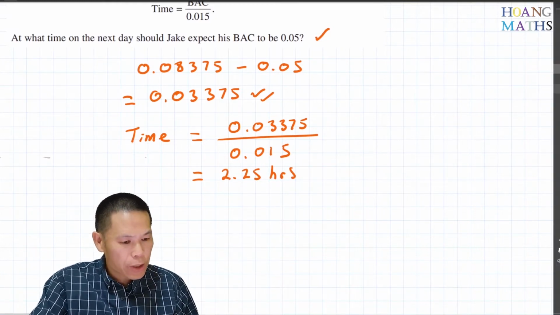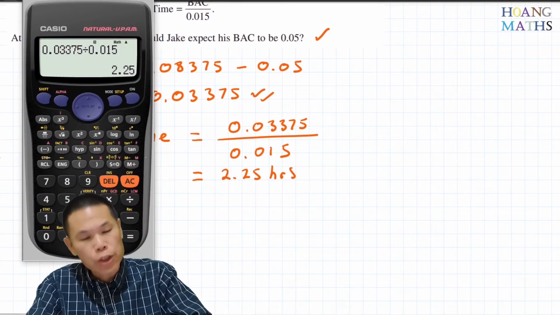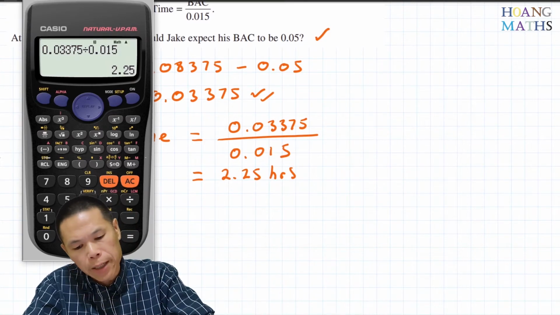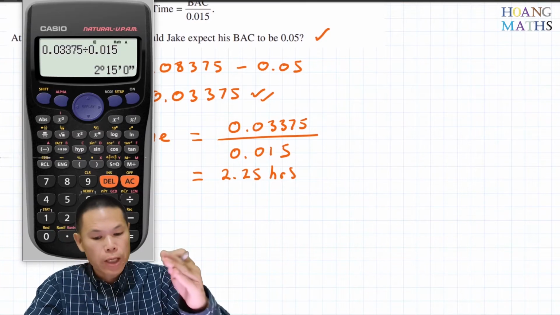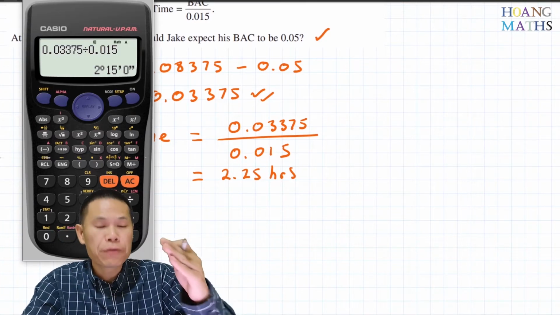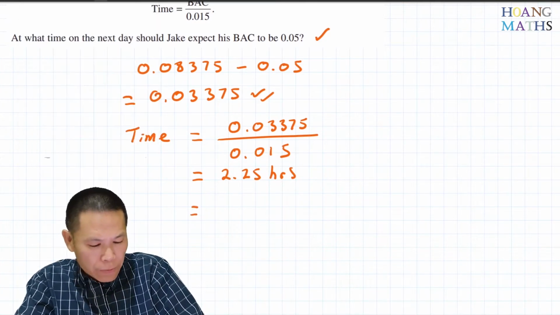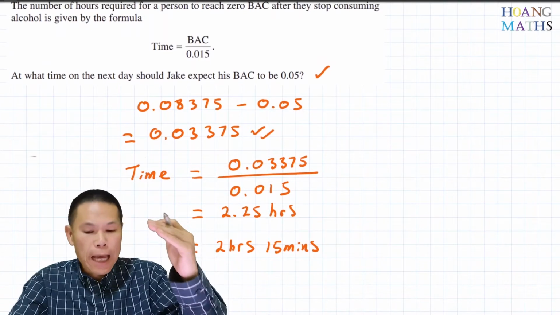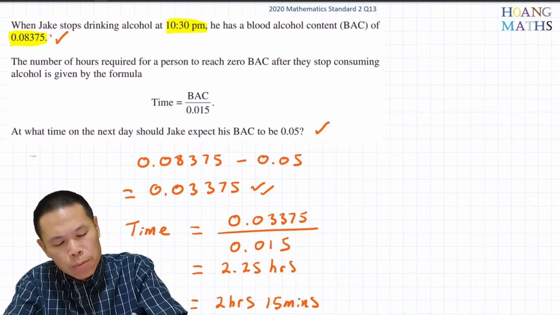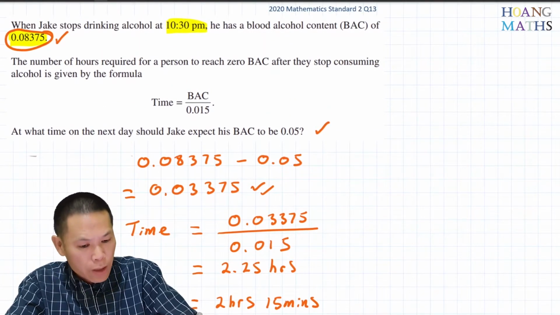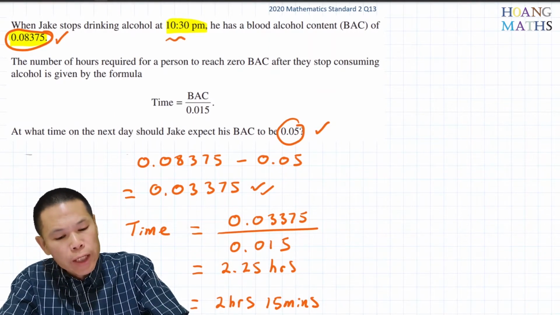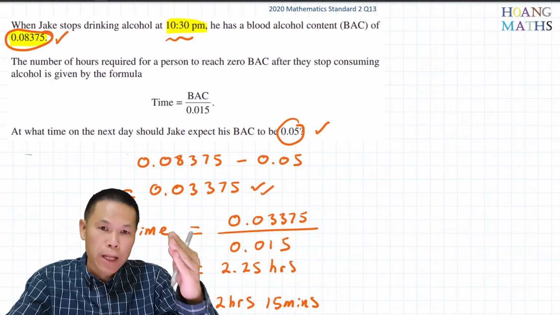Otherwise, you can just use your calculator and press the degrees, minutes and seconds button, or the bubble button if you like, this one here. So there you go, 2 hours and 15 minutes. That is how long it takes to reduce the blood alcohol content from this to 0.05. But then we know that Jake stopped drinking at 10:30.